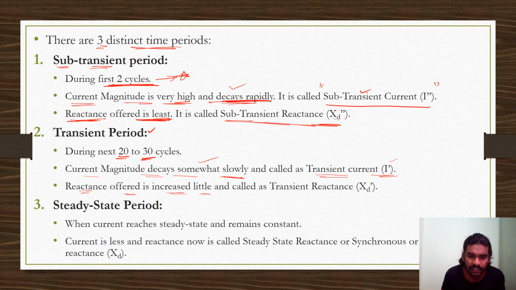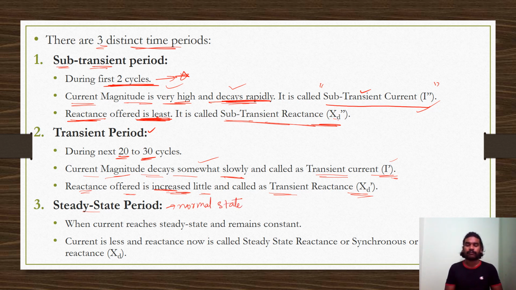The reactance offered to this current is increased a little. Previously the reactance offered was the least out of all conditions. Now the reactance has been increased a little bit, and this reactance is called Xd dash or transient reactance. Because the reactance has been increased, the current magnitude has decreased, whereas there the reactance is least. If reactance is least, automatically current will be very high, isn't it? Now the next and final state is called the steady state period, or normal state.